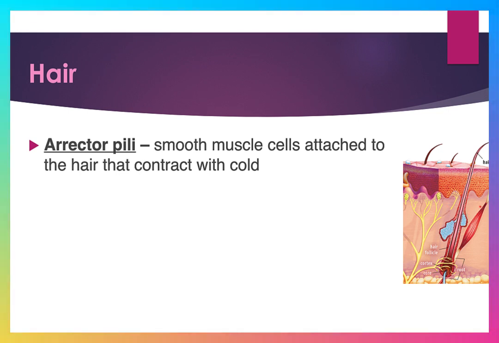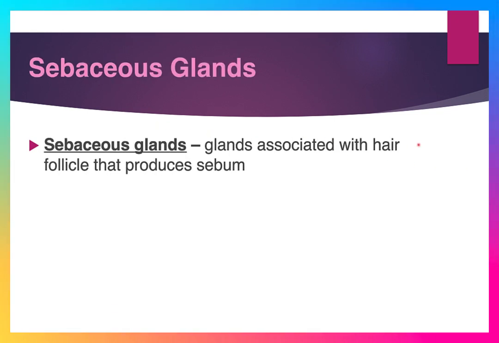Now, this muscle right here is called the erector pili, and the erector pili responds to cold, and what it does is when it contracts, it causes the hair to stand up. And when you see that, it's what we call goose flesh or goose pimples, and it helps keep the person warm. The sebaceous glands are glands that are associated with the hair follicle and produce sebum.